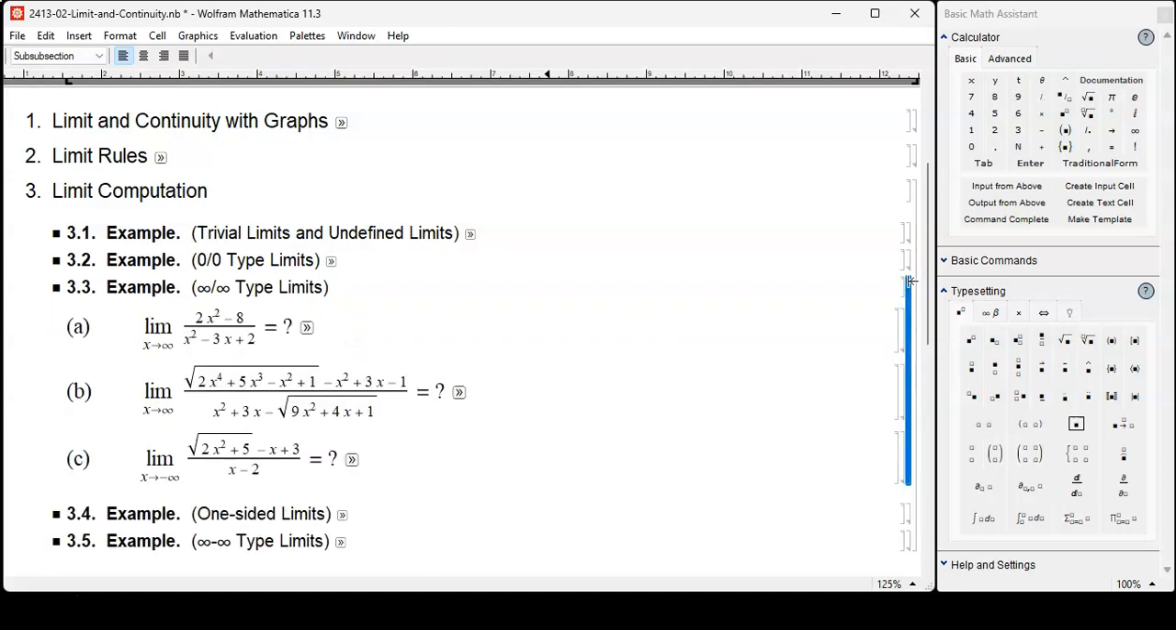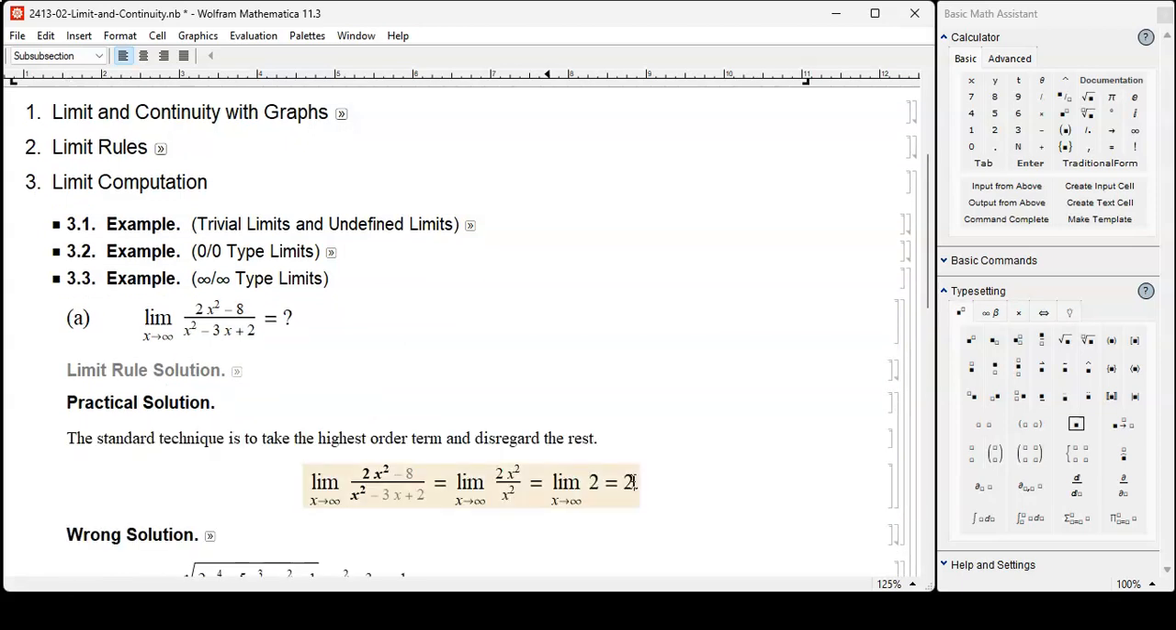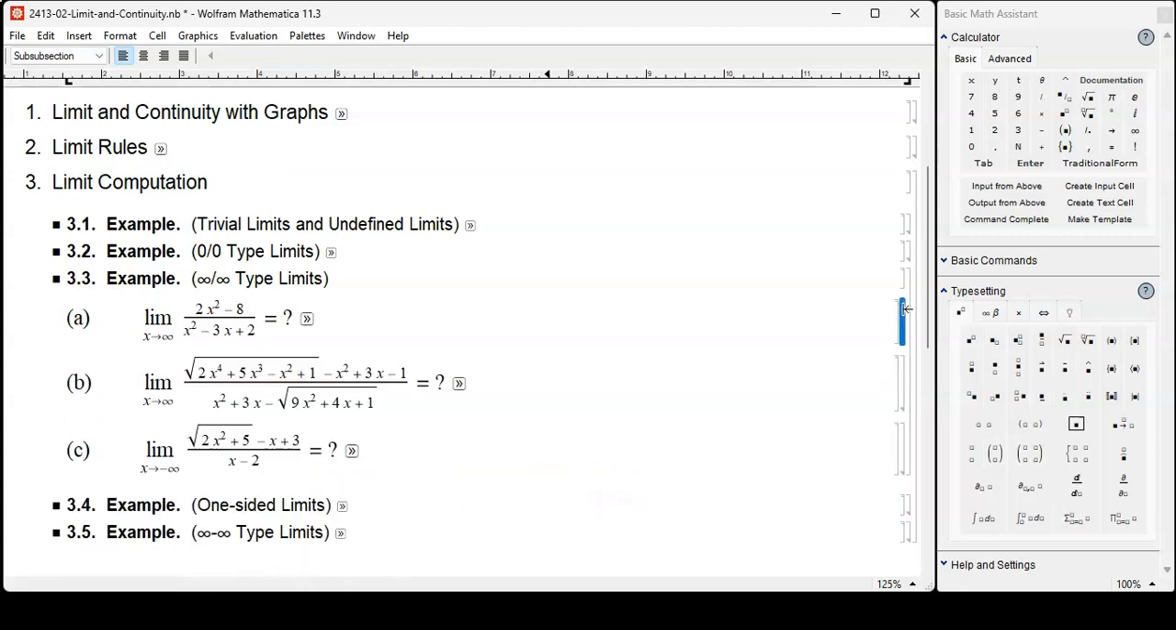And then we started discussing infinity over infinity type limits. This is the easiest type. Basically, take the highest degree term, throw away the rest, and then simplify. But then again, here's a challenge. How do I throw away? What's the greatest term? Fourth power. So that stays and everything else is gone?